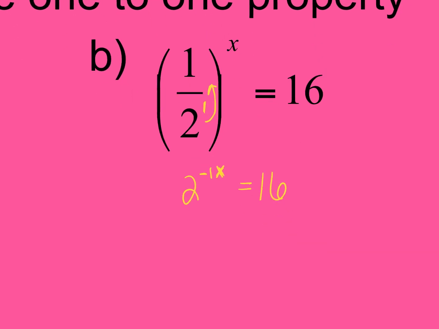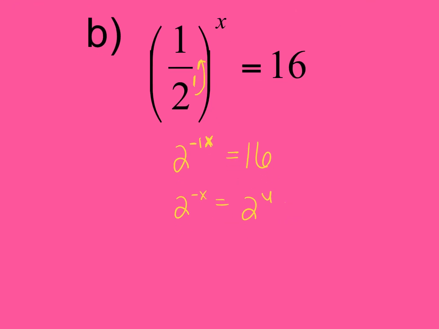All right, so this is just 2 to the negative x. Can I rewrite 16 with a base of 2? How could I rewrite 16? 2 to the what power? 2 to the 4th power. Are my bases on the left-hand side and the right-hand side the same? Yes, so this becomes negative x equals 4. So what's x equal? Negative 4. Good. Question. Couldn't you also do 1/2 to the negative 4?